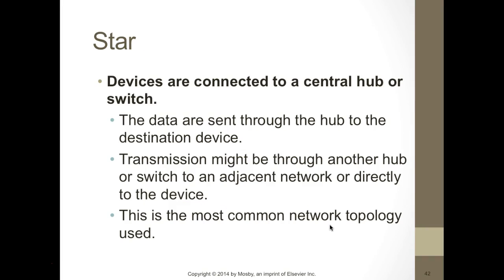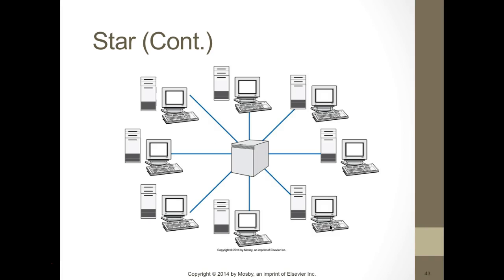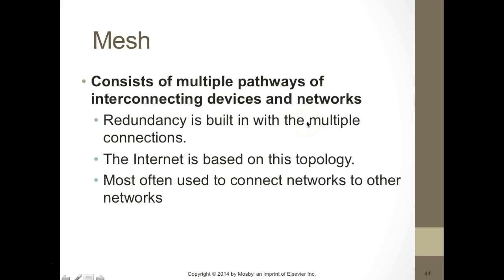The star: devices are connected to a central hub or a switch. The data is sent through the hub to the destination device, so the transmission might go through another hub or switch to the network or directly to the device. This is the most common network topology used. So this is what it looks like. This is the star, and this is very common. Each computer goes through a hub and then gets routed wherever you need it to go.